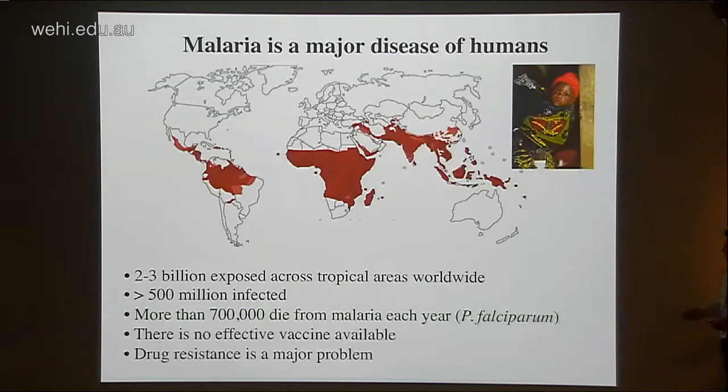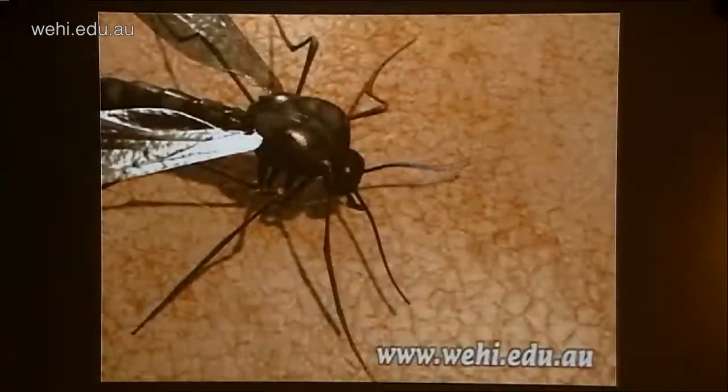So at the moment, more than 700,000 die from malaria each year, and that's come down quite a lot. I used to have slides that said 3 million, so there's been a big effort to try and reduce that mortality, and that is working extremely well, although there's still a lot who die every year. There's currently no effective vaccine available, and drug resistance is a major problem. The parasite manages to develop resistance to every drug that is thrown against it.